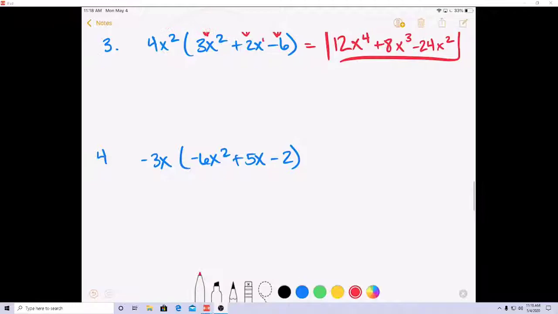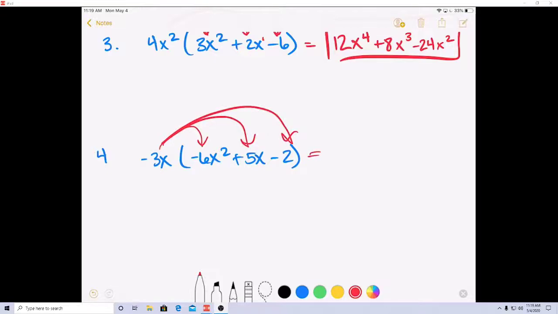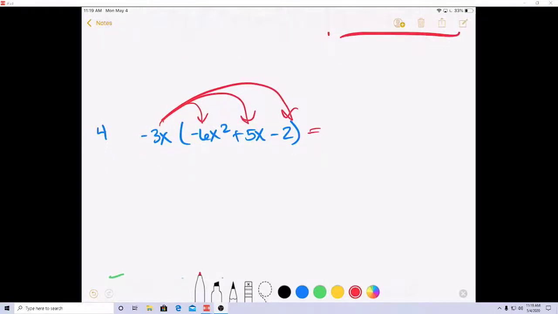So one more to finish it up here. I have -3x getting multiplied by this polynomial. So -3x times -6x squared. -3 times -6 makes 18. But again, when I multiply these, I have to add their powers. 1 plus 2 gets me x cubed. And then I do -3x times 5x. Well, -3 times 5 is -15.